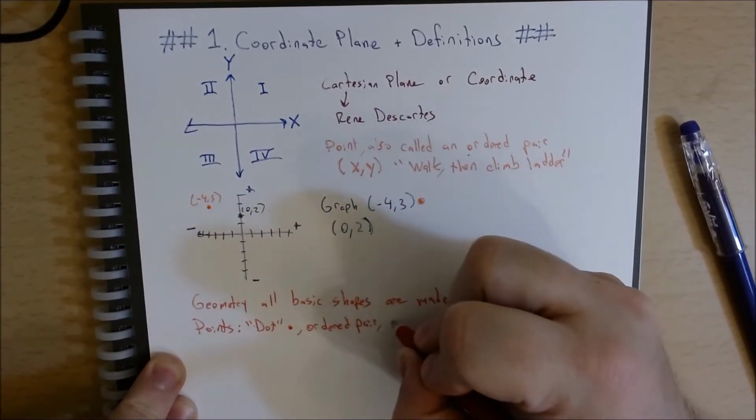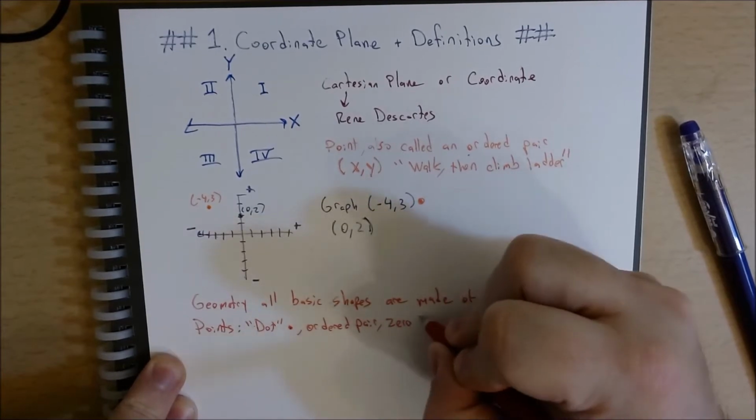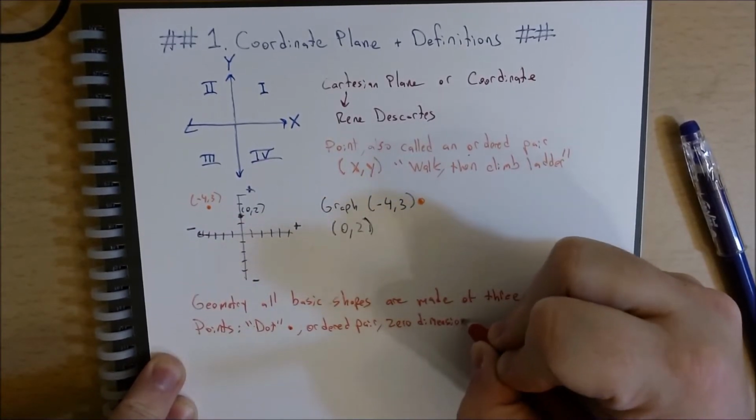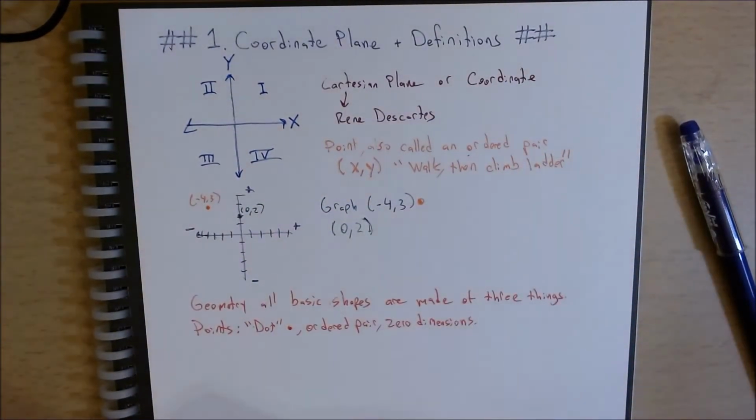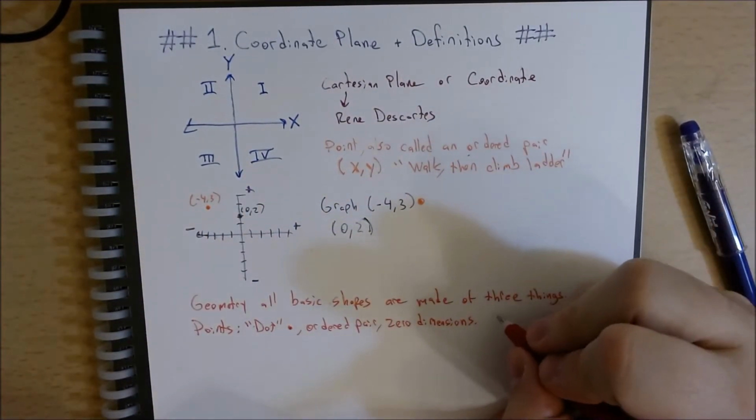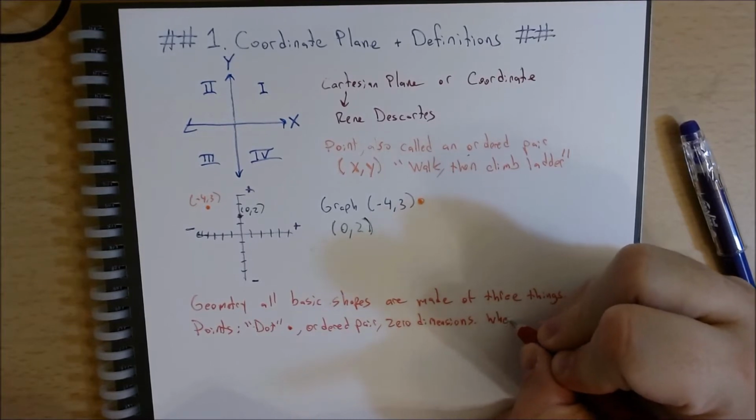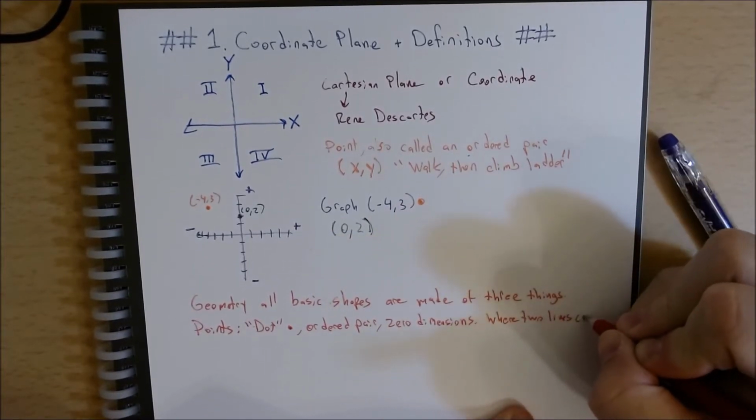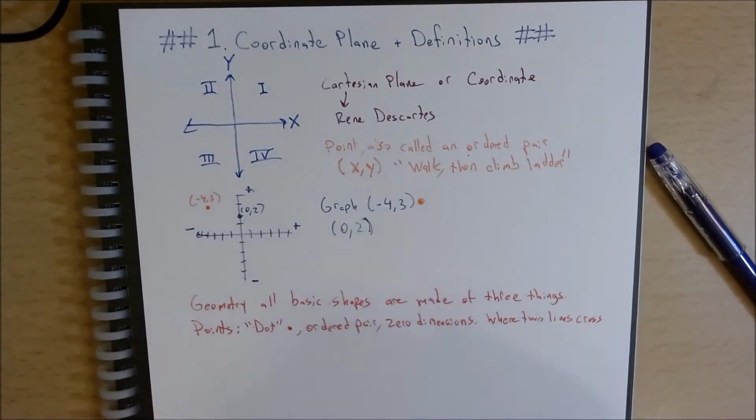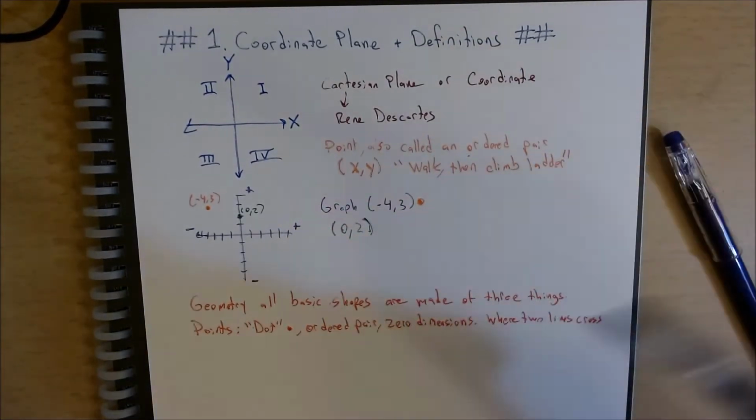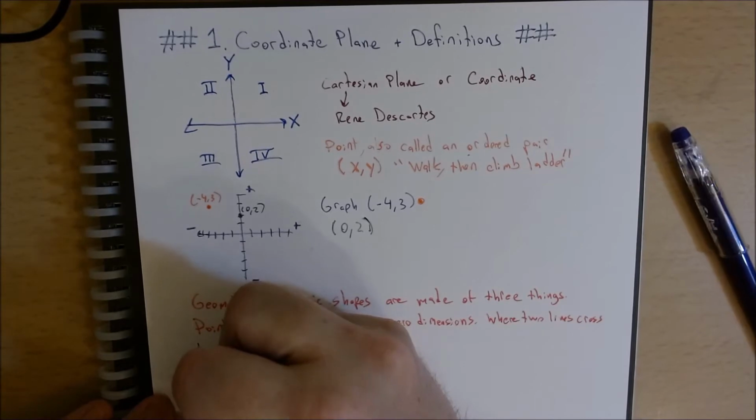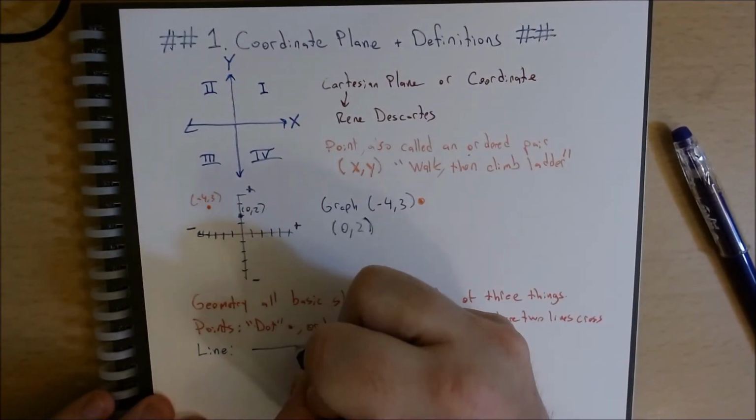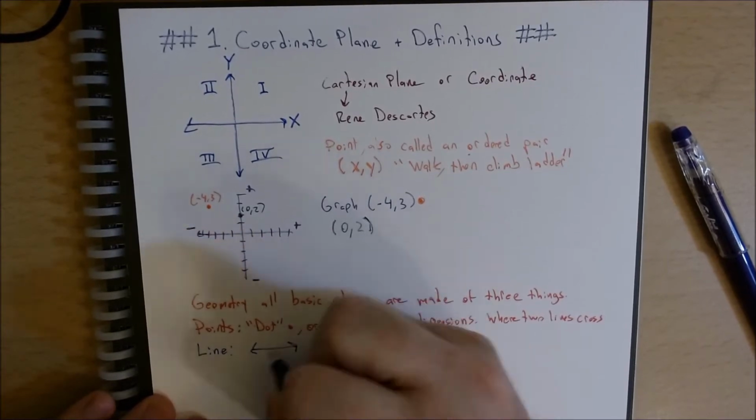A point has 0 dimensions, meaning there's no left, right, up, or down. It's just there. And the way you get a point, it's where 2 lines cross, which brings us to our next thing, which is a line. It is infinite in both directions.